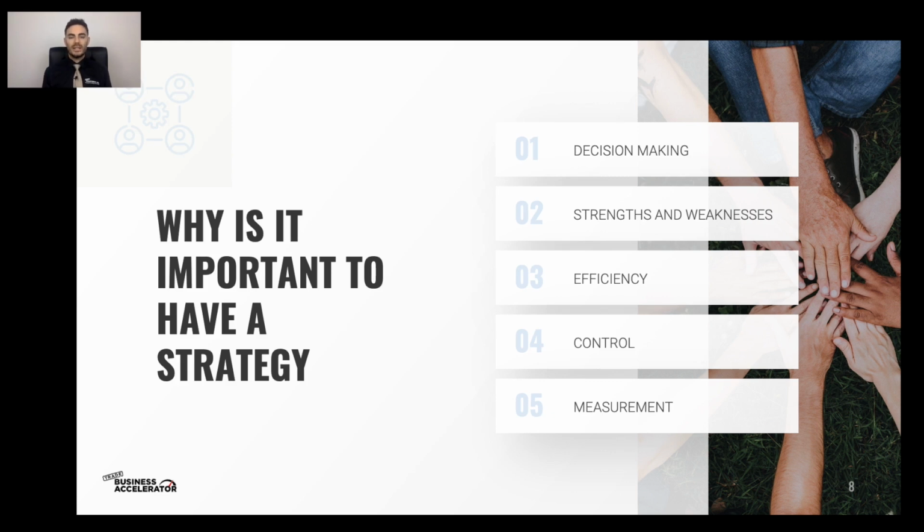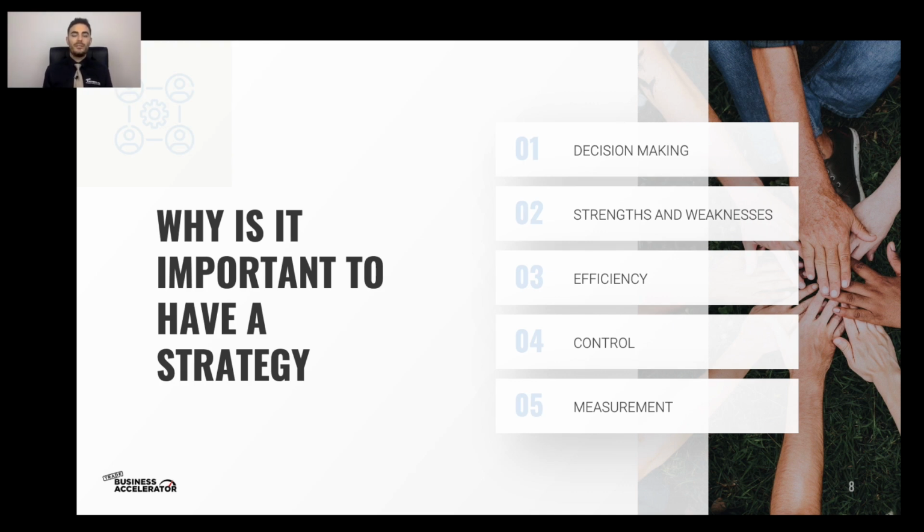You need to know these things so you can play to your strengths, mitigate your weaknesses, and make decisions based upon the information that you have. That's another very important element to business strategy. It's another key reason that you should have a business strategy in place.